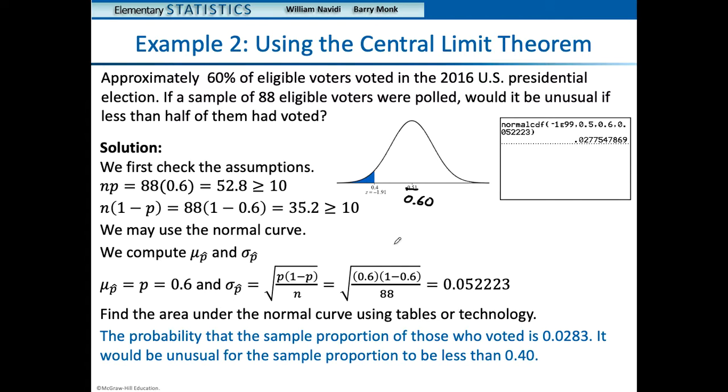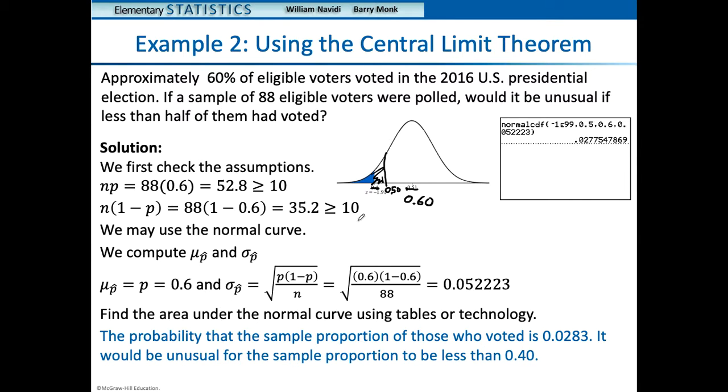And then we want to find the probability that the sample proportion is less than half, or less than 0.5. This shows the area to the left of 0.4, but we want the area to the left of 0.5. So cross that out. We want to find the area to the left of 0.5.